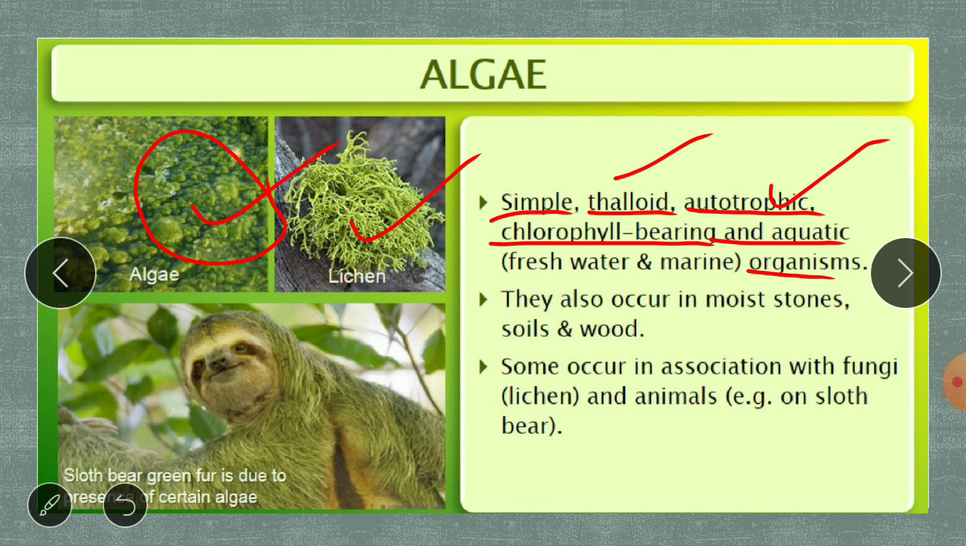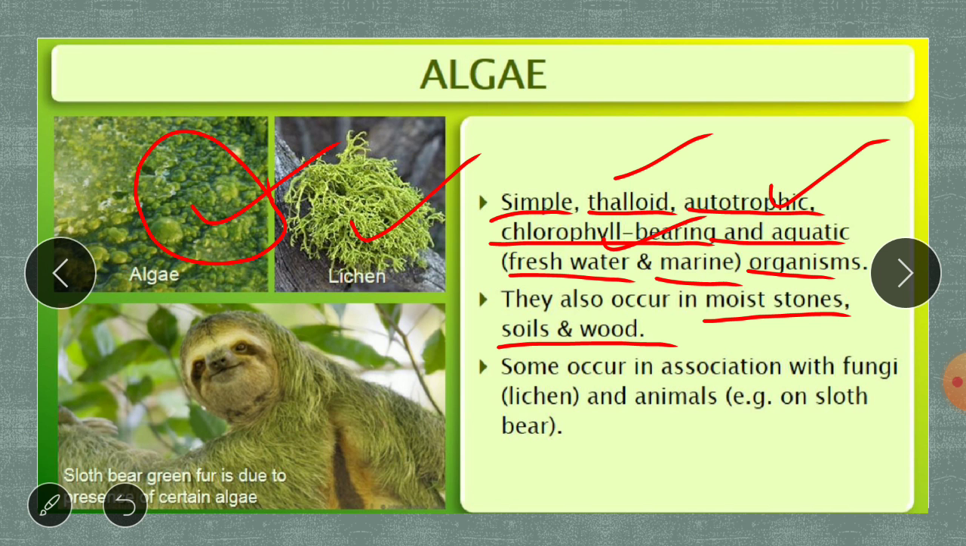They are autotrophic, I just now told you, preparing their own food. They are chlorophyll containing, chlorophyll bearing, and they are aquatic. Aquatic means living in water. They can be freshwater or they can be living in marine water, that is in the sea water. Not only in the water, sometimes they are also visible on moist stones. Moist stones means the stones which are wet, or the moist soils, or even on wood you can see that the algae are present.